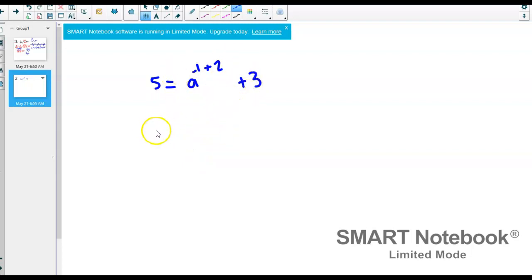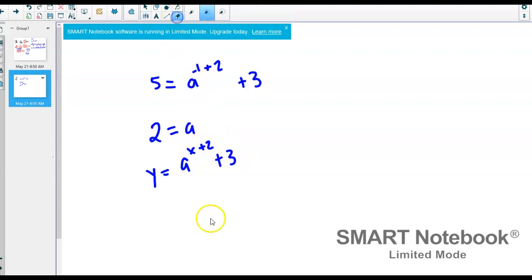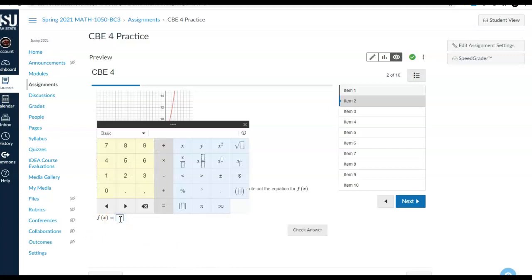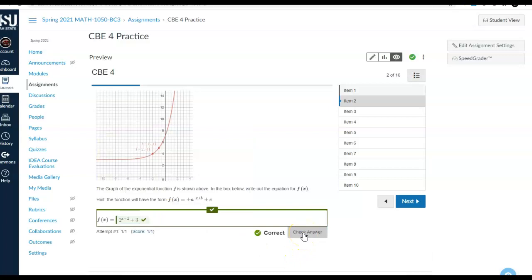So I'm going to minus the 3 over. That gives me 2. And then this gives me just a to the first power. So a is 2. So I can just write my equation. It's going to be y equals ax plus 3. Or sorry, not a. I found out what a is. So we're going to put 2 in there. y equals 2x plus 3. Like so. And bada bing, bada boom. Okay?